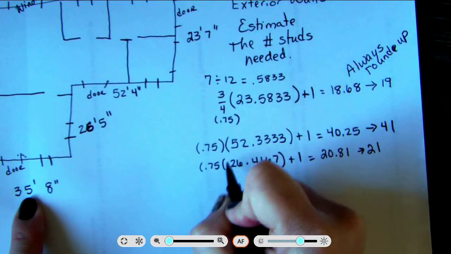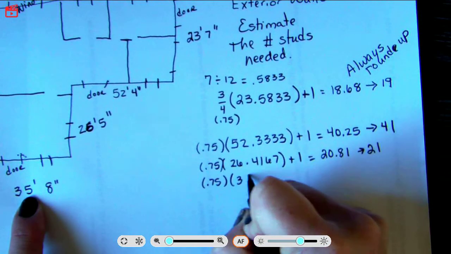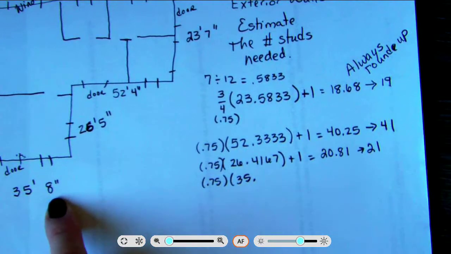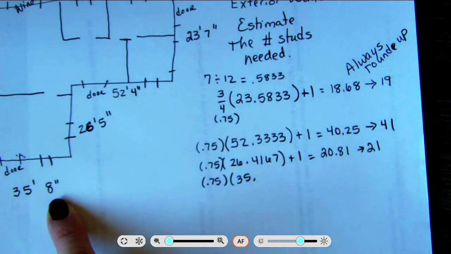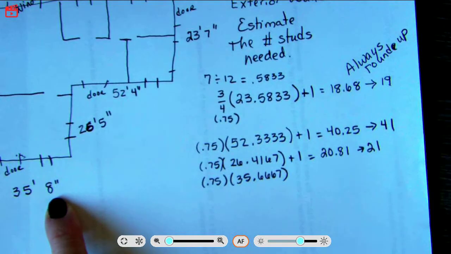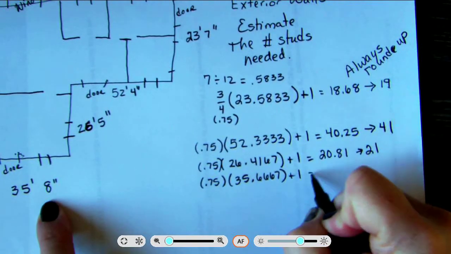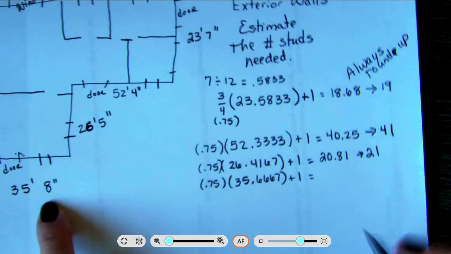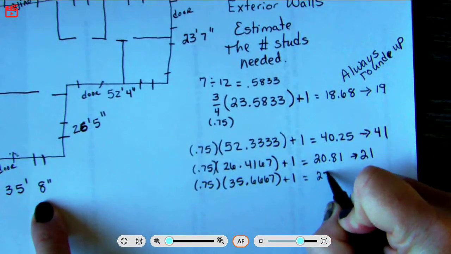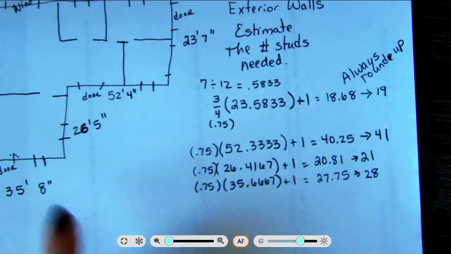Moving on to the next piece, 0.75 times my 35 point something or other. So 8 divided by 12 gives me 0.6667. And we will then multiply that by my 0.75. Add the 1. We get 27.75, which we always round up to 28.